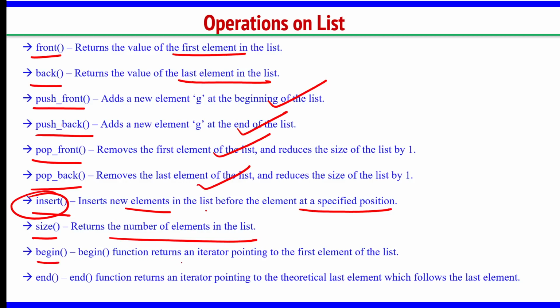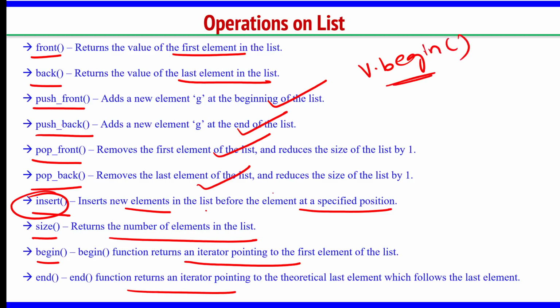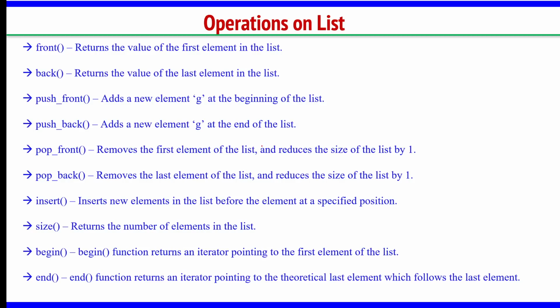Begin points to the beginning of the list, end points to the end of the list. It is like it is for an iterator. We have already seen that v dot begin points to the starting location, right. Same way we have here: front gives the value, begin points to that location. Front will give the element, the value directly, right. So, these are a few operations on a double linked list.